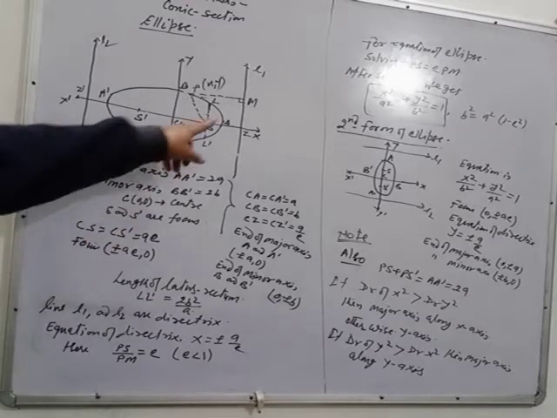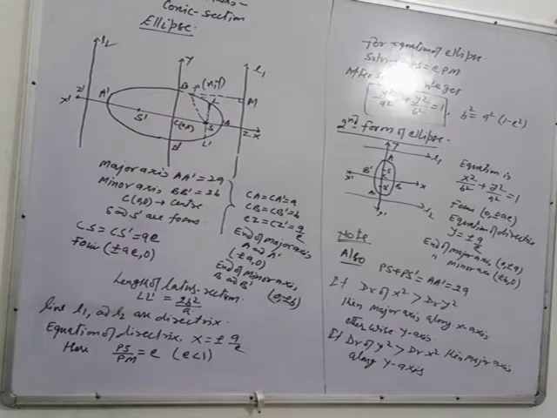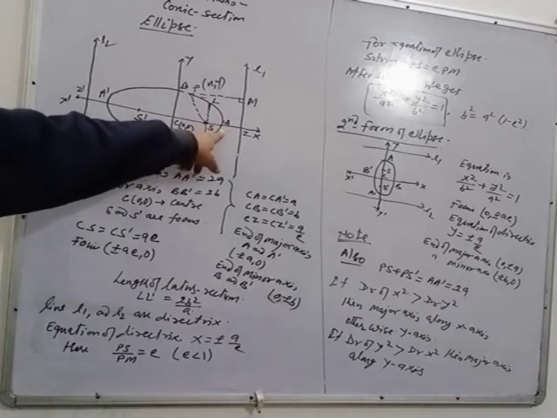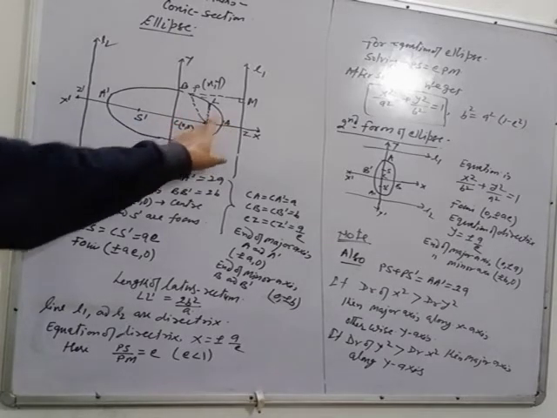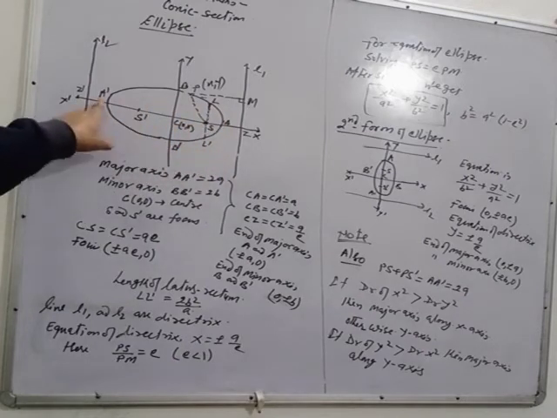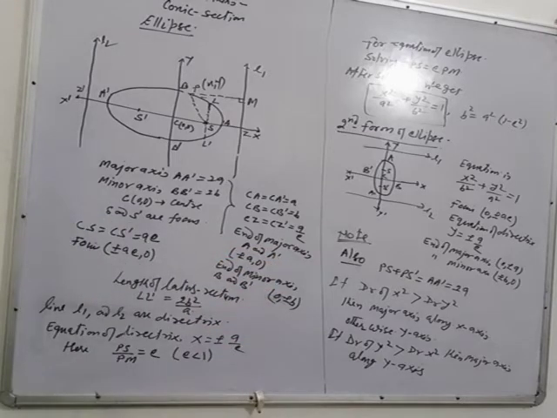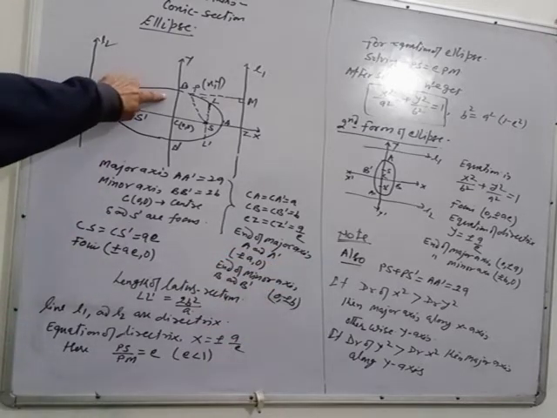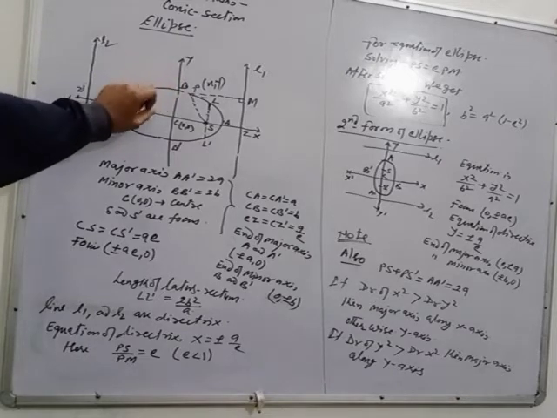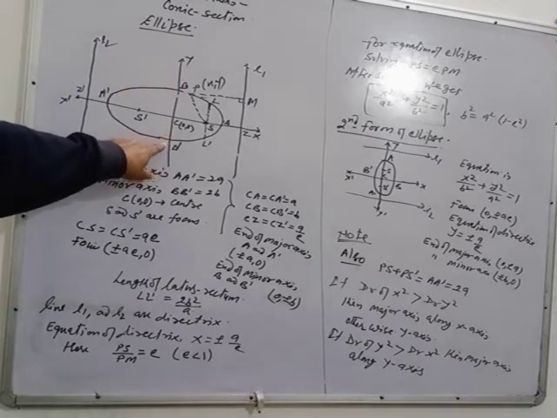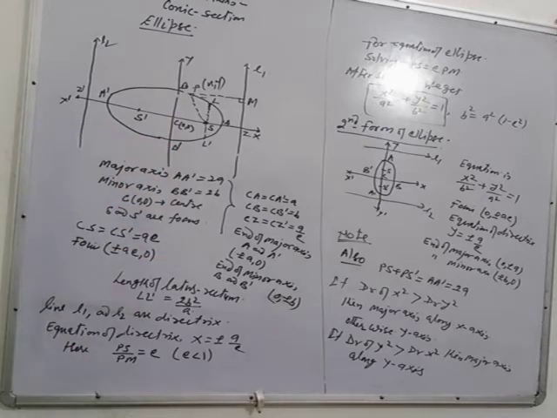Here A and A dash are the ends of the major axis, B and B dash are the ends of the minor axis. So the coordinates of the end of the major axis: CA is a, so A is (a, 0) and A dash is (-a, 0). Combined you can write (±a, 0) as the ends of the major axis. CB is b, so the coordinate of point B is (0, b) on the y-axis and B dash is (0, -b). Combined, (0, ±b) is the end of the minor axis. The minor axis is along the y-axis and the major axis along the x-axis.